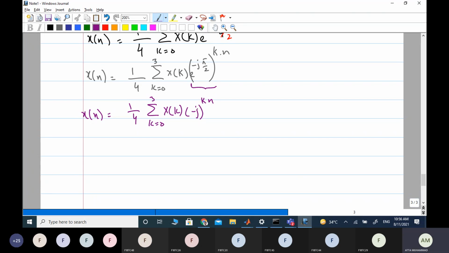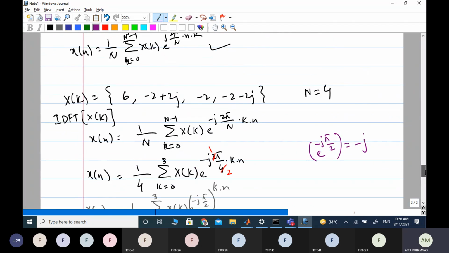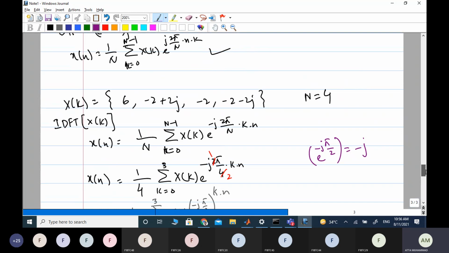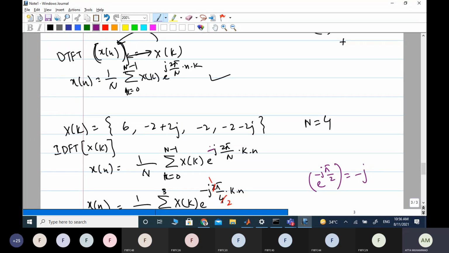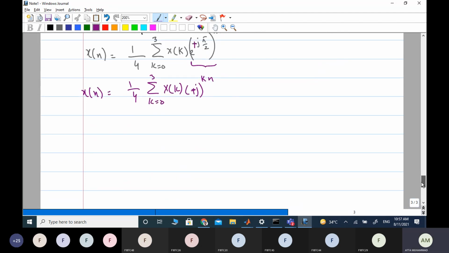I have done a blunder and nobody has pointed out the mistake that I have done. Because we have a plus sign here, so this must be plus, and this must also be plus, and this must also be plus. So e to the power plus j pi by 2 has to be a plus, right? So I have found the mistake.